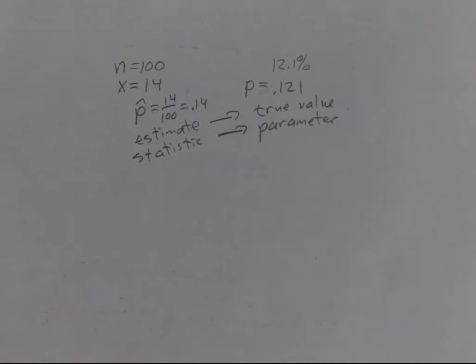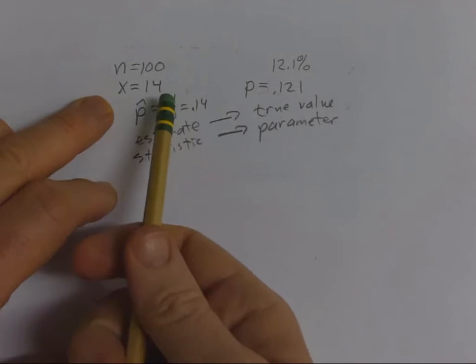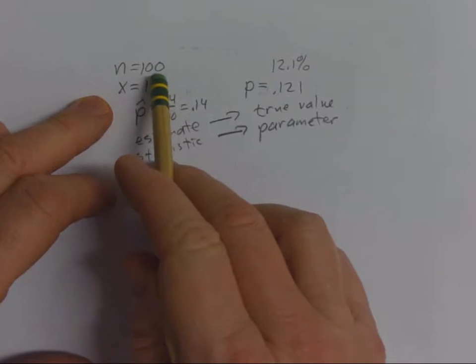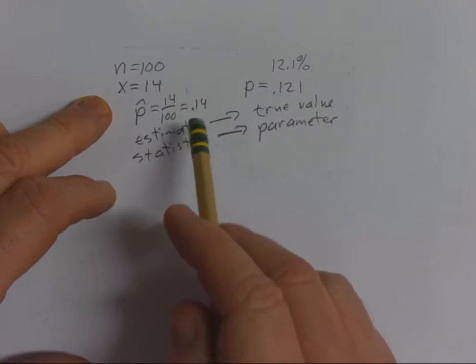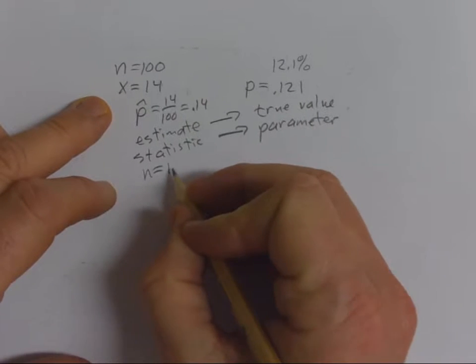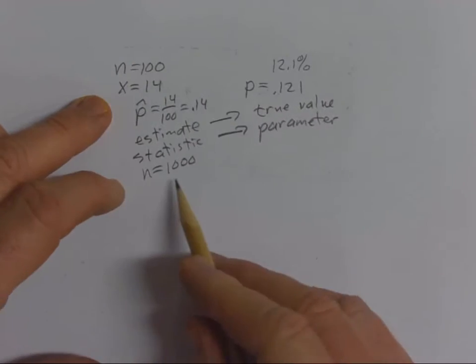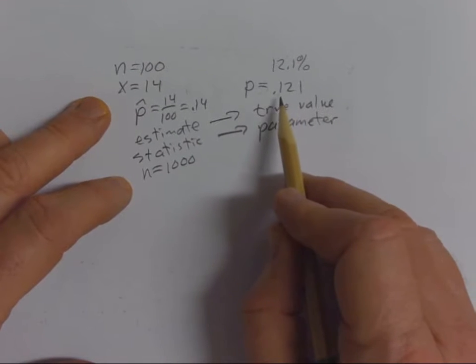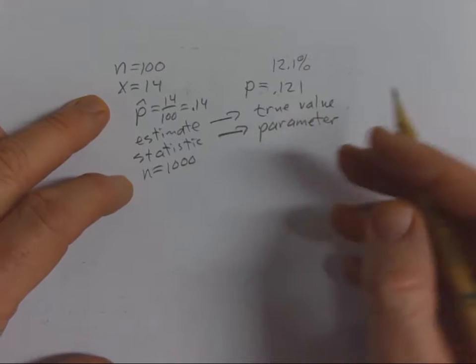We put a hat on a lot of our estimates. But let's say it was a mean. First of all, let me say this: the law of large numbers is this. The bigger my sample size is, the closer this will be to that. If I had taken a sample of, let's say, 1,000, n equal to 1,000, I don't know what the proportion would be, but in general, it's going to be closer to this 12.1%.